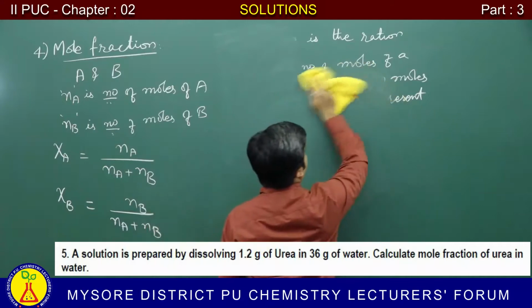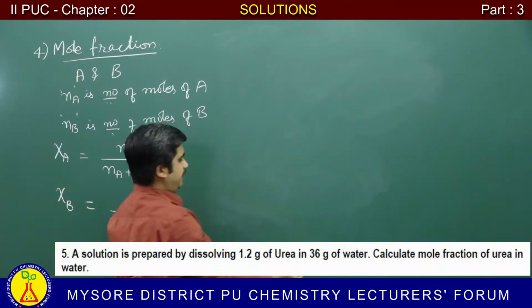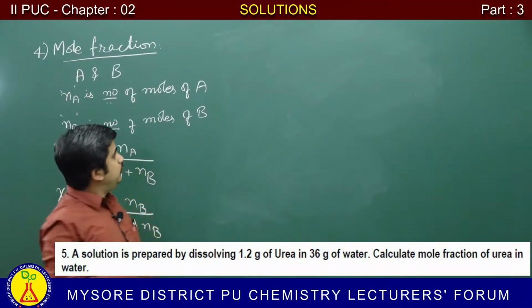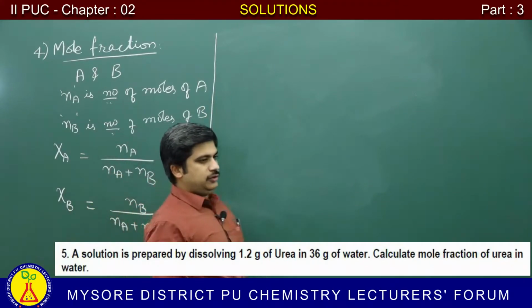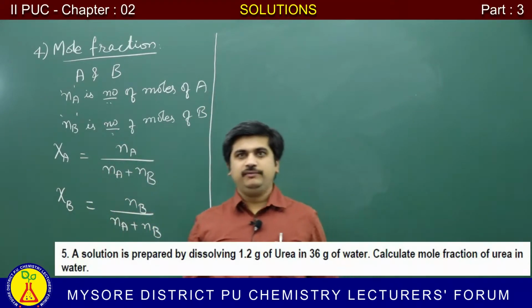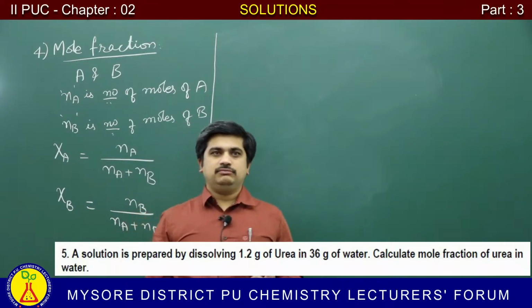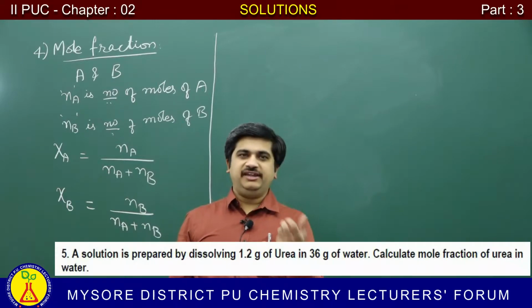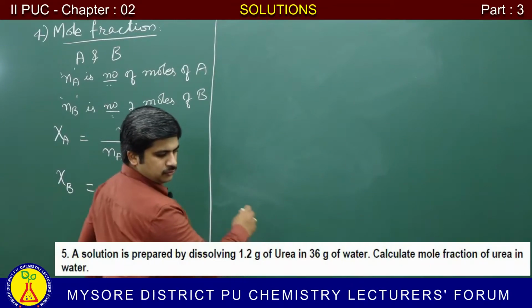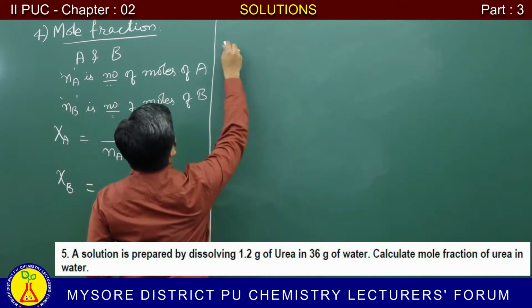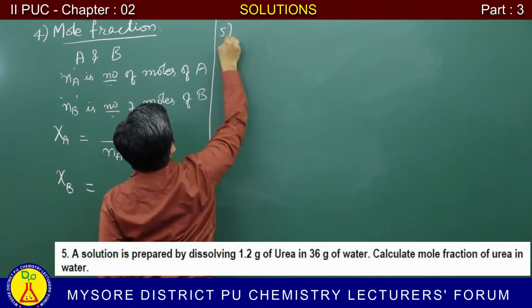Now we have a solution of urea dissolved in water. Urea is an organic compound which is soluble in water, that is used as fertilizer for cultivating various crops. Now this is problem number 5.